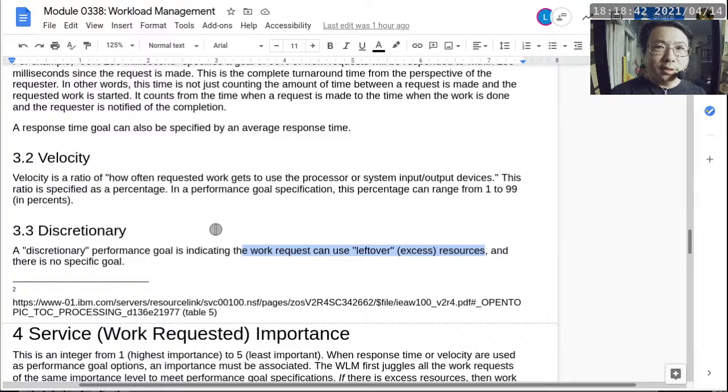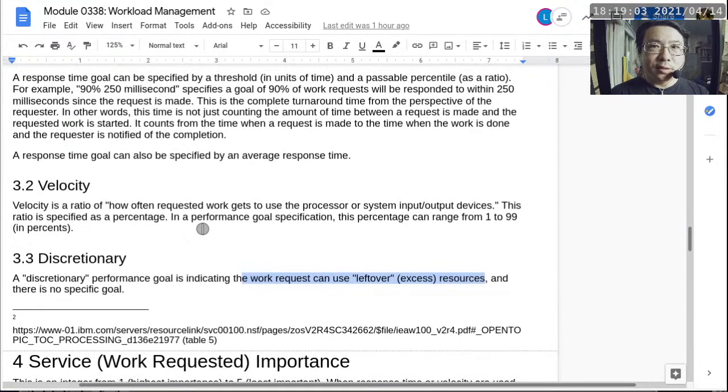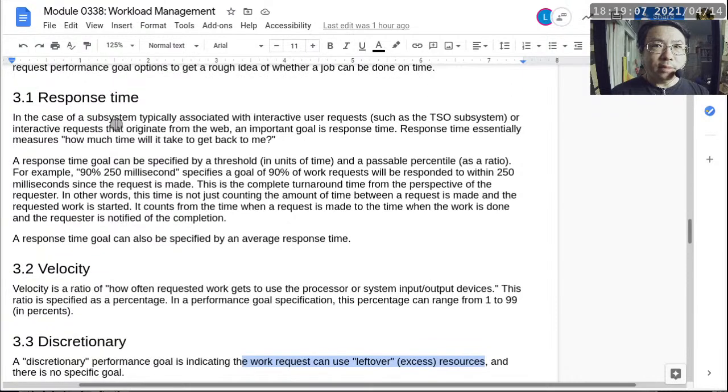No questions? Hold on, I've got one. Okay, go ahead. They can only have one of these 3 performance goals at a time. Yes, a work request, or the work corresponding to a request, can only have one of these 3 specifications. So you cannot specify 2 at the same time. You cannot have response time and velocity specified at the same time.